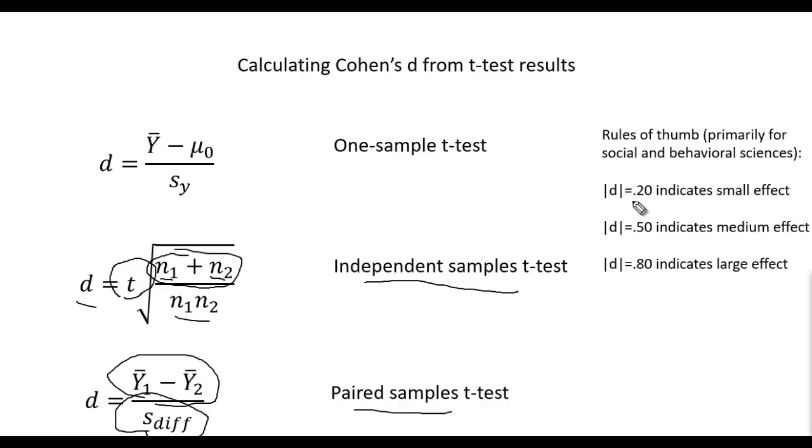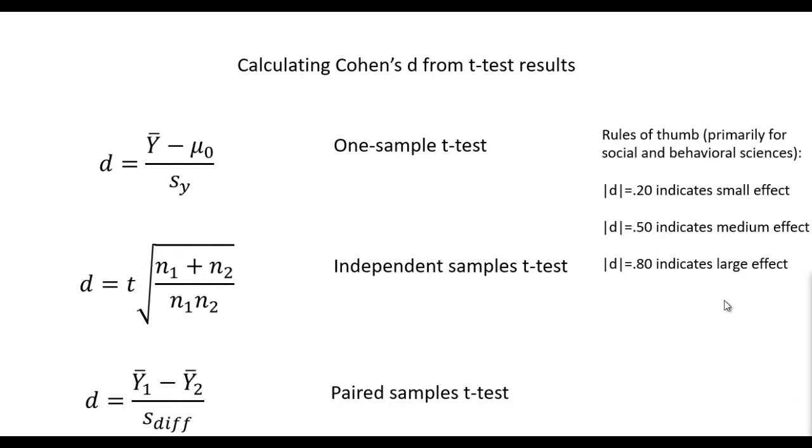But barring that, if there's not really much of a track record or anything of that nature, then he suggested some general rules of thumb for judging small, medium, and large effects. An absolute value of d equal to 0.20 would suggest a small effect. A d value around 0.50 would suggest a medium effect. A d value around 0.80 would be an indicator of a large effect. And again, these are primarily for the social and behavioral sciences.